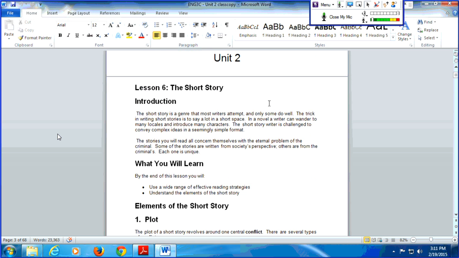And what we're looking at is an introduction to short stories. So it says the short story is a genre that most writers do attempt, but that only some do well. The trick in writing short stories is to say a lot in a short space.